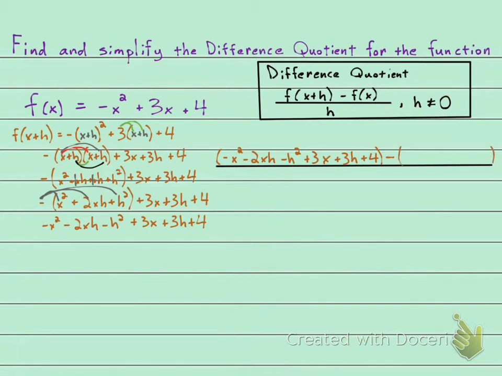So that's right here, given to us. And that's going to be negative x squared plus 3x plus 4. And it's all going to go over h.